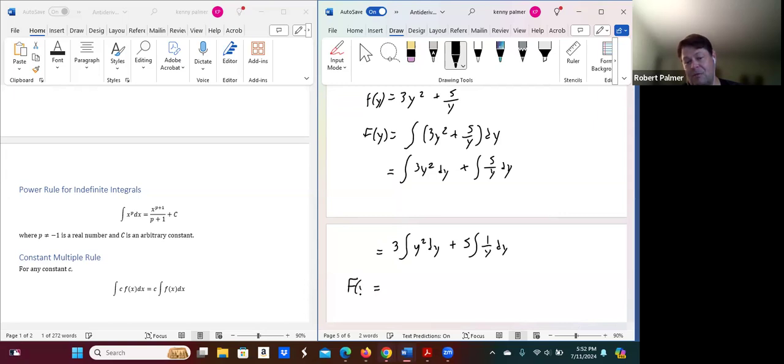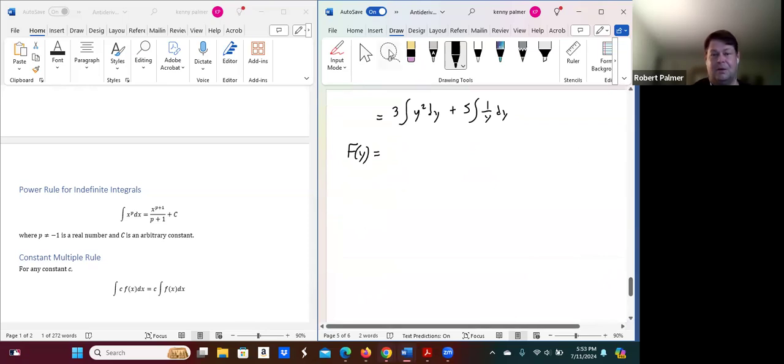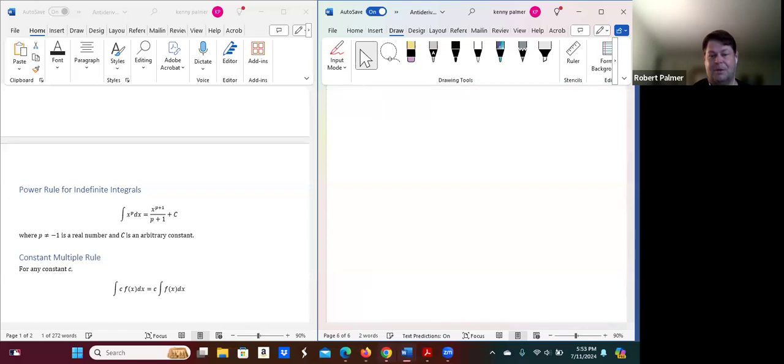So now our function is going to be, actually, hang on, I may need a little more space. I have one more example after this one. Yeah, that's enough.